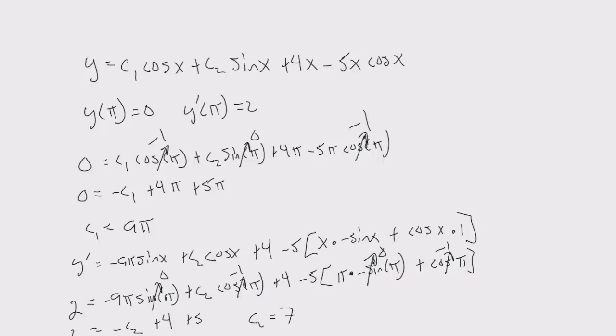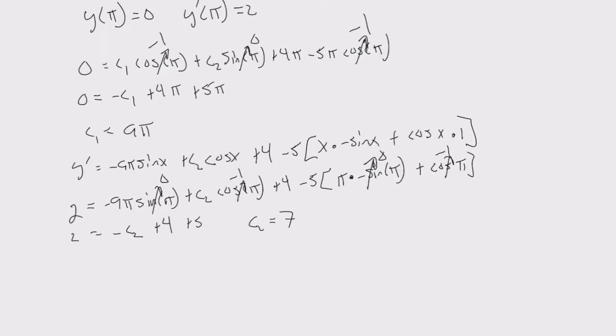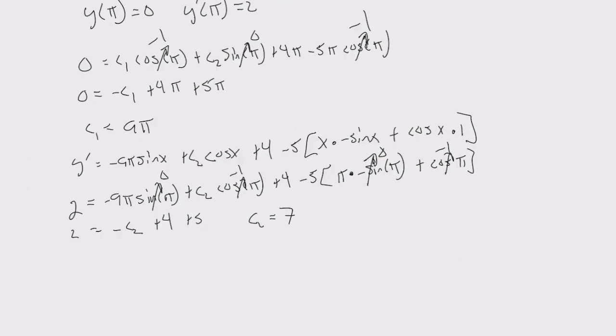Okay, so let's put that all together with our constants. So our solution is 9 pi cosine x plus 7 sine x plus 4x minus 5x cosine x.